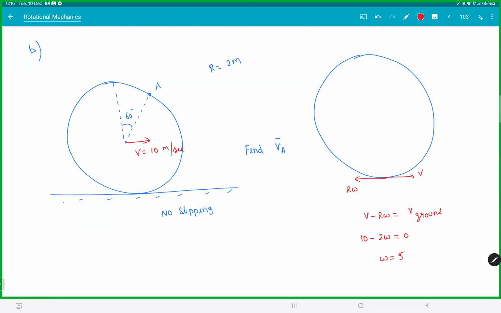Don't directly say it, understand that point. That is the only thing. I have seen most people messing it up in the flow in the exam. So this point is going with V and this point is going with R omega. Just be careful with the angles. If this was 60, this was 90, this was 30, this was 60.